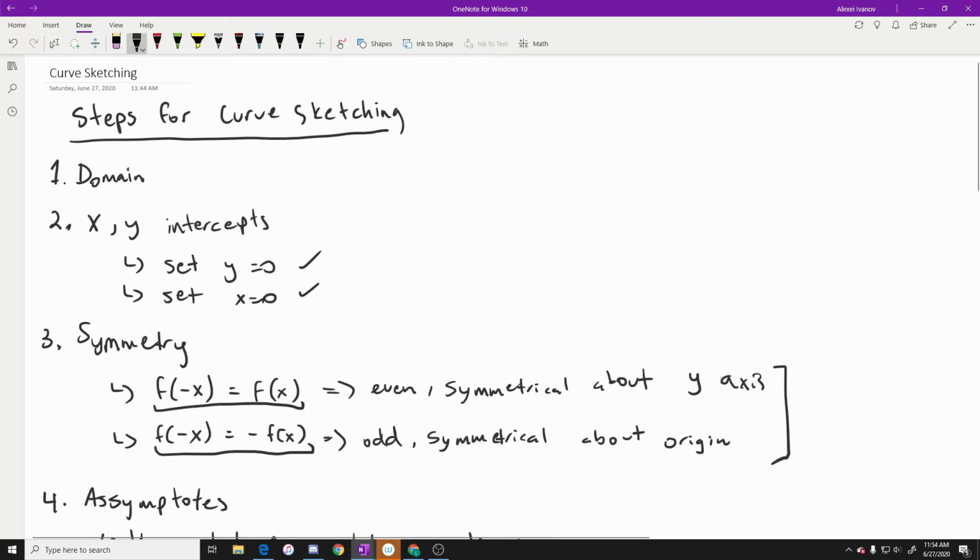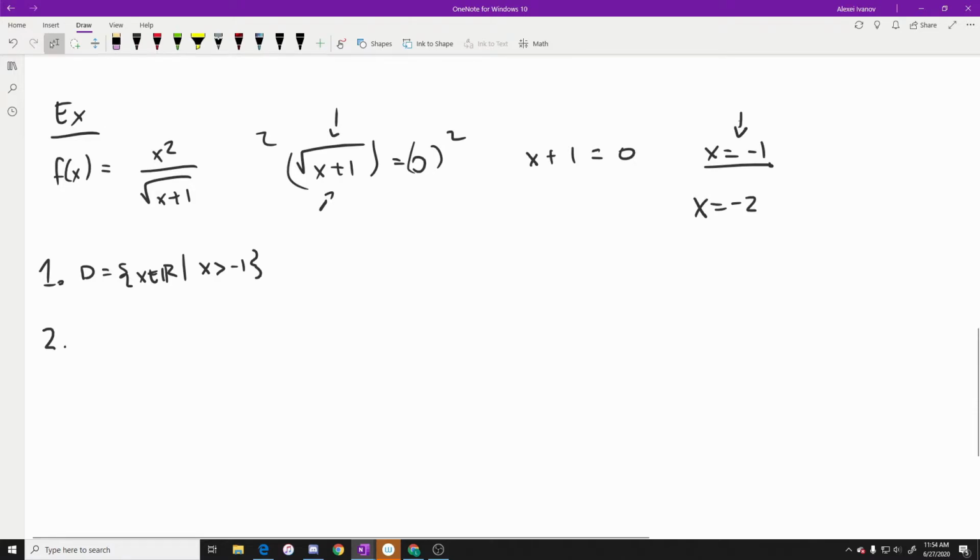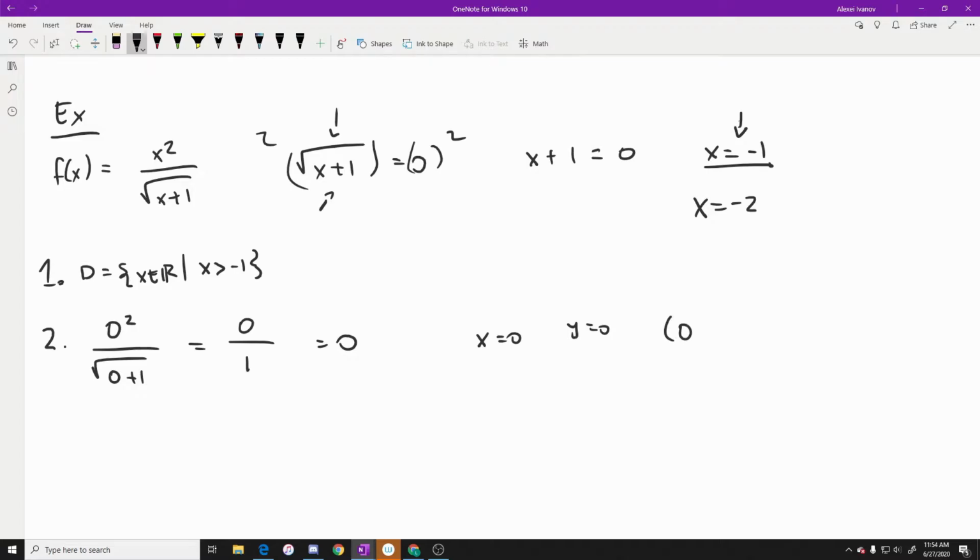Now for the second part, we are asked to compute the x and y intercepts by setting y equal to 0 or x equal to 0. So let's go ahead and do that. First, let's set x equal to 0. We're going to get 0 squared over the square root of 0 plus 1, which equals 0 over 1, which equals 0. So when x equals 0, then y equals 0 too. The point that we get is (0, 0).